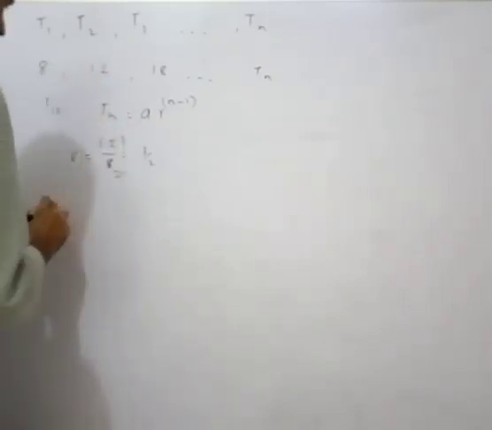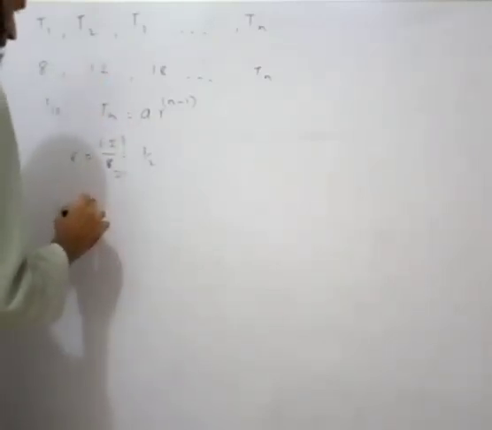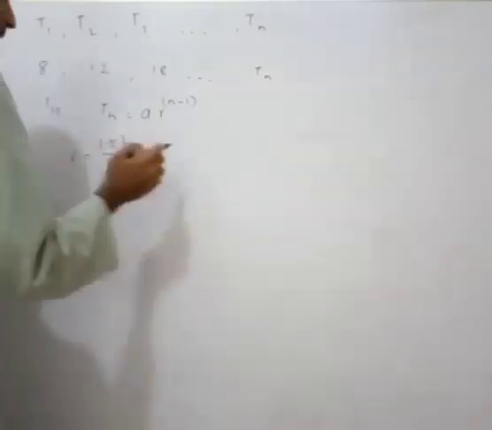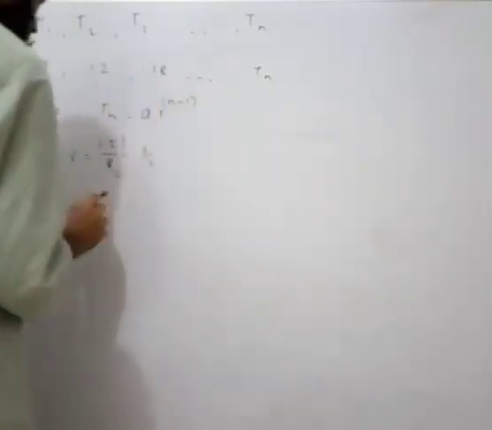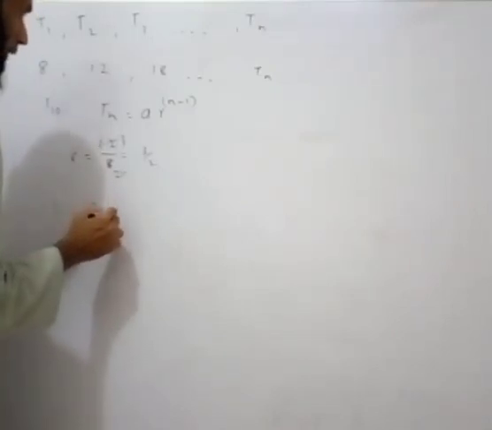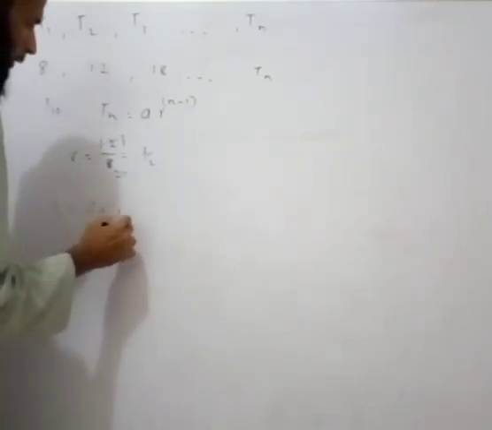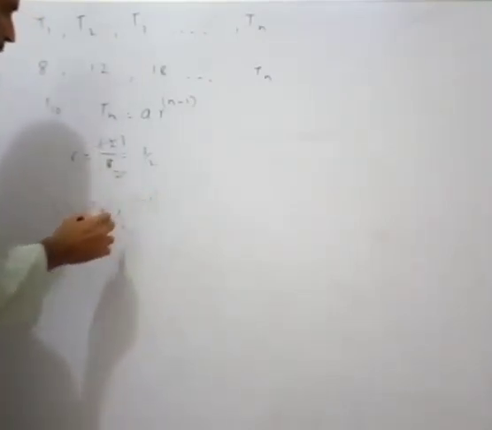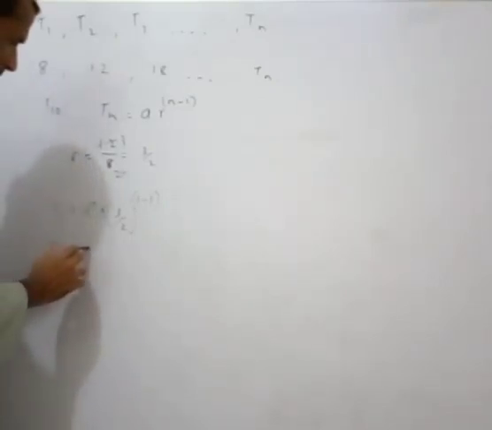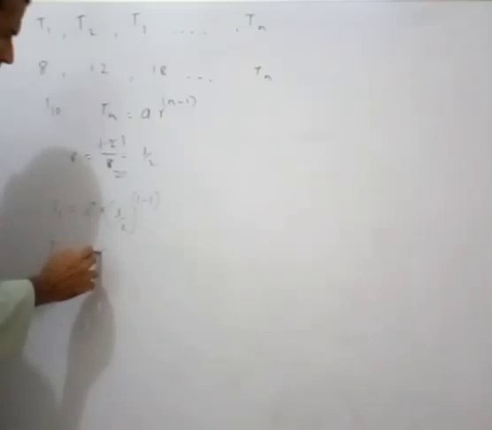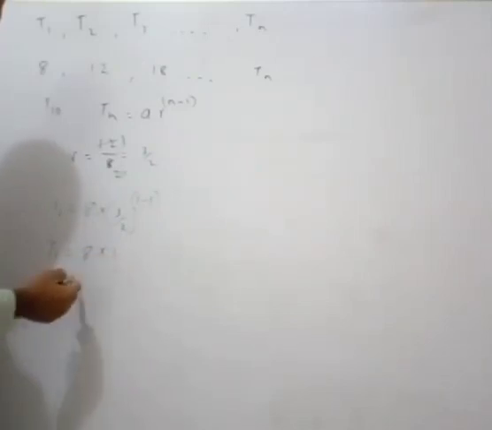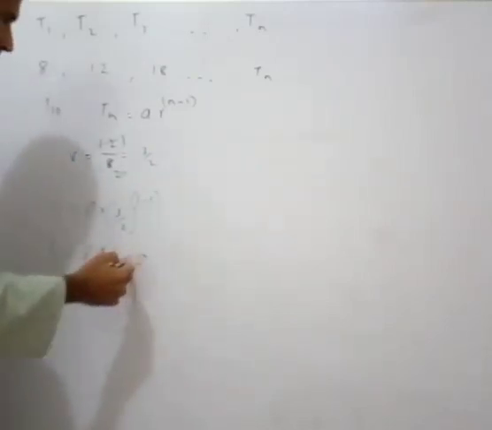Say for example T1 is equal to 8, right? So the definition for Tn is A R to the n minus 1. So 8 into the ratio 3/2 to the power 1 minus 1. So T1 is equal to 8 into 1 minus 1, that is 0. Anything to the power 0 is 1. So 8 into 1, that is 8.